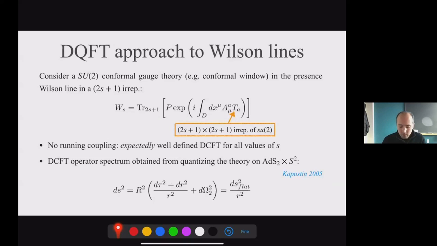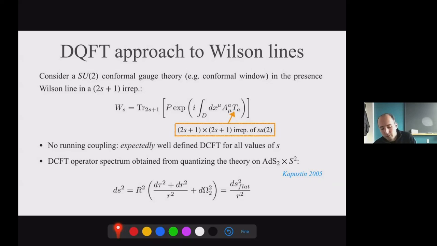So, okay, the problem of a Wilson line we all know. So let me take, for concreteness, an abstract SU(2) conformal gauge theory. It could be a gauge theory with something like 5 flavors of fermions in the adjoint, which is believed to be in the conformal window. Now, the Wilson line, at least in perturbative theories, we know how to write it. And it's precisely the same thing that we had there for the scalar, just with a gauge field.